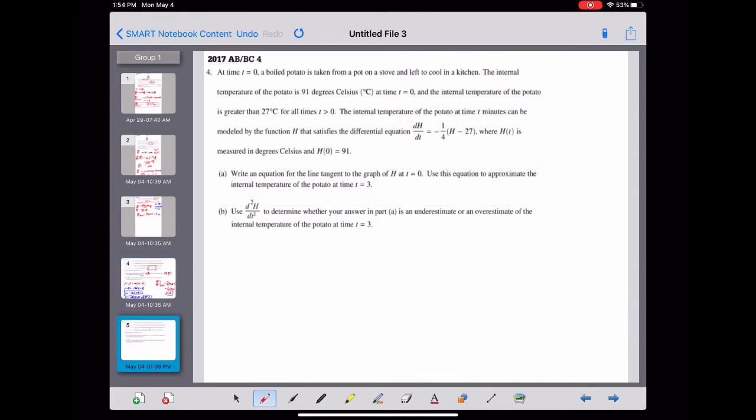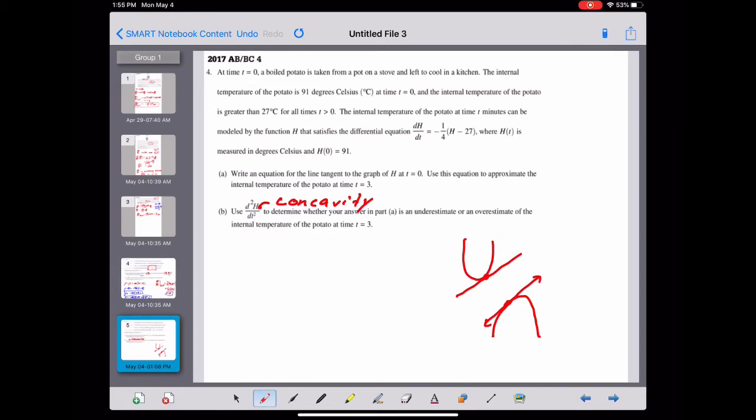And then finally in part B, it's asking us to use the second derivative to determine if your answer in part A is an underestimate or an overestimate of the internal temperature of the potato at t equals 3. So if we think of what this second derivative really tells us about a function, it's its concavity. And we can use that to determine if something is an underestimate or an overestimate by really just imagining the graph. If something is concave up, then at any point on that graph, the tangent line is below the graph. So that's going to be an underestimate. Whereas if the graph is concave down, then at any point on the graph, the tangent line will be above the graph. And that will give us an overestimate.